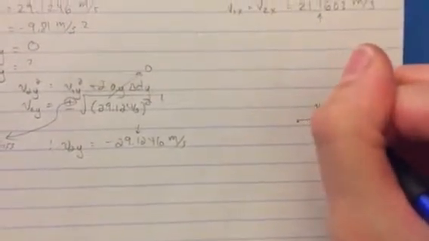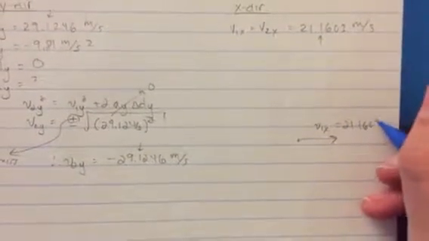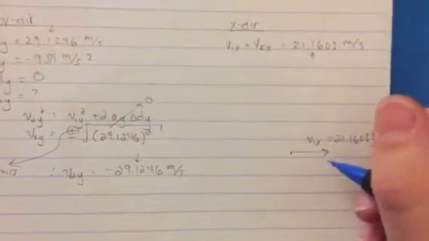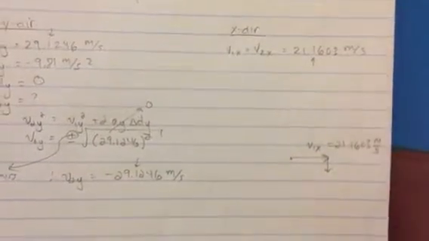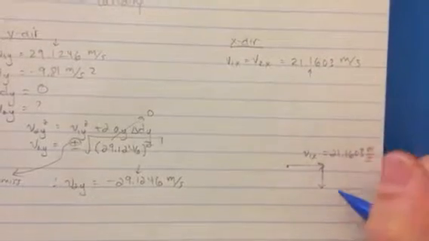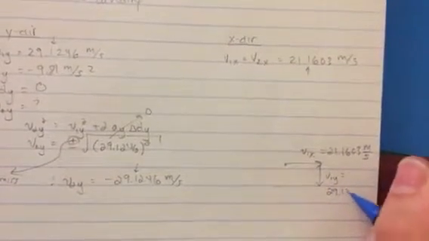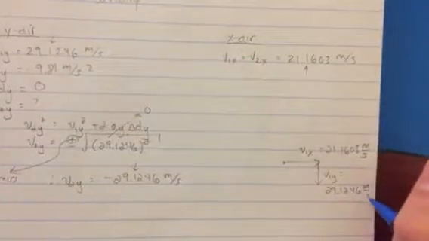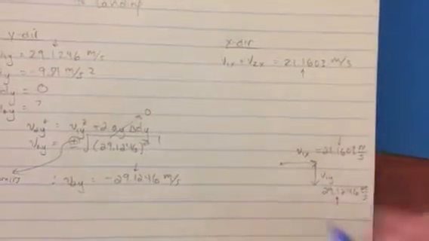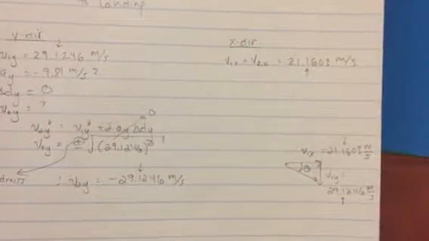So what that's telling us is at the moment that the ball hits the ground, it's traveling forward in the x direction by 21.1603 meters per second, and it's going down in the y direction. I'll draw that vector a little bit longer. 29.1246 meters per second. Both of those are to 3 significant figures. And that's our angle theta.